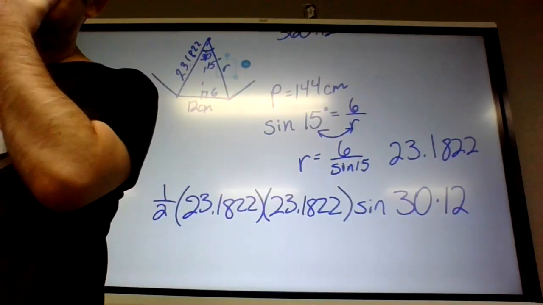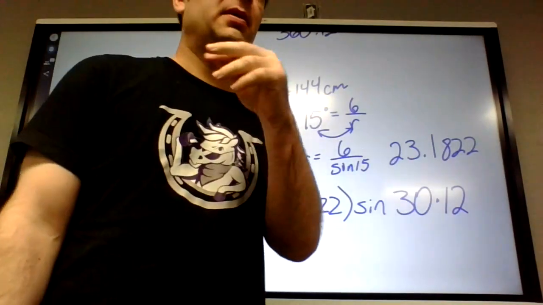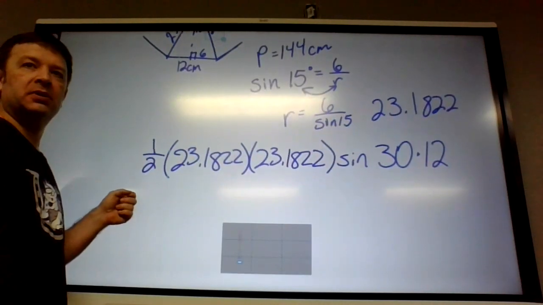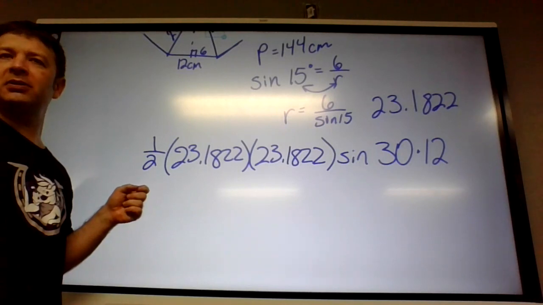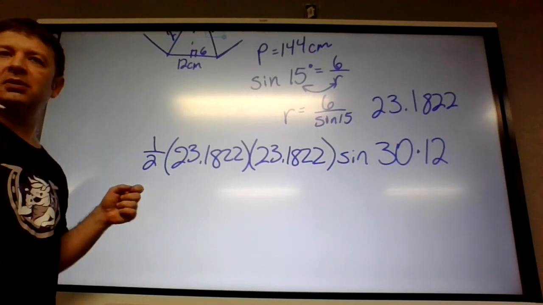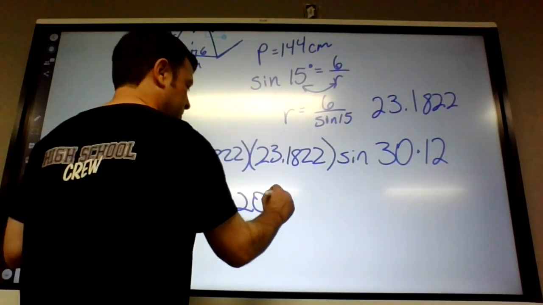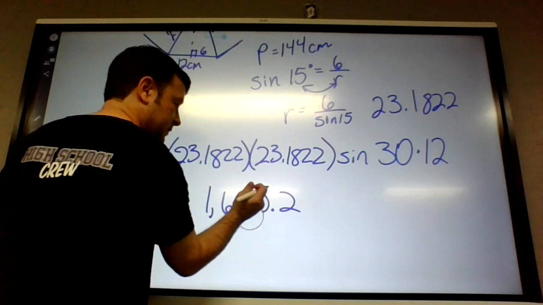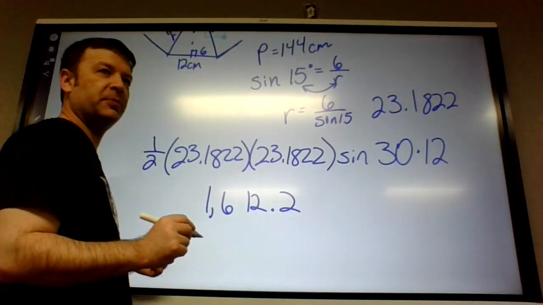I got the answer. Alright. What did you get? 1612.2. You got what? 1612.2. Point, what? 612? Yeah, my bad. I'm a little bit deaf.